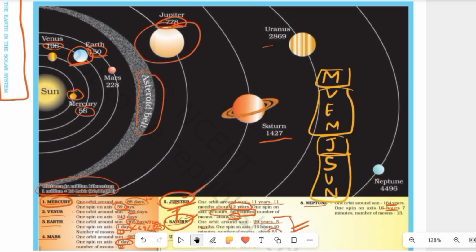M for Mercury. V for Venus. E for Earth. M for Mars. J for Jupiter. S for Saturn. U for Uranus. N for Neptune. We can also add Pluto, which is a dwarf planet. We can say M, Bhem, Jason, P, but P is not considered now because it is a dwarf planet.